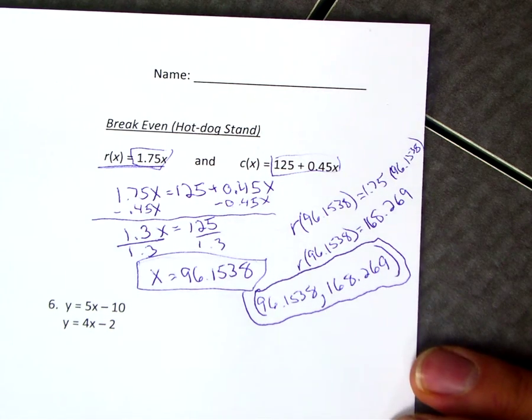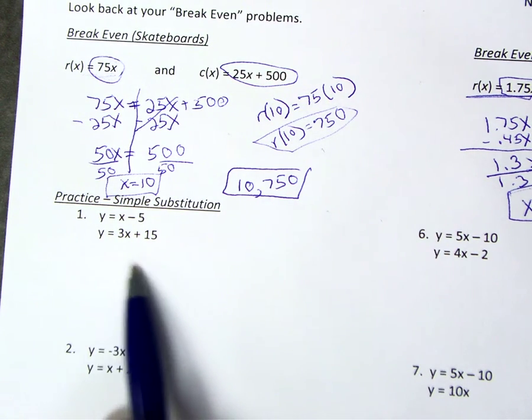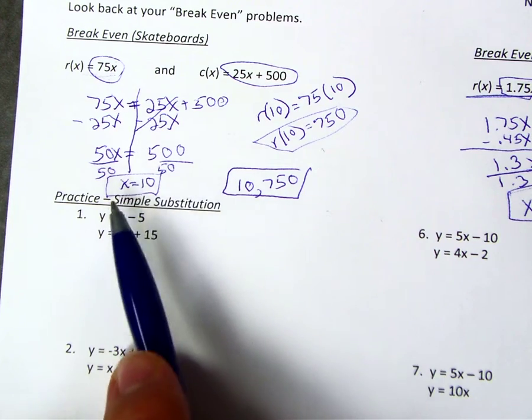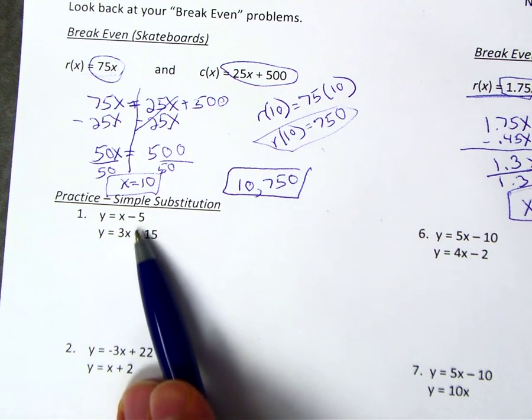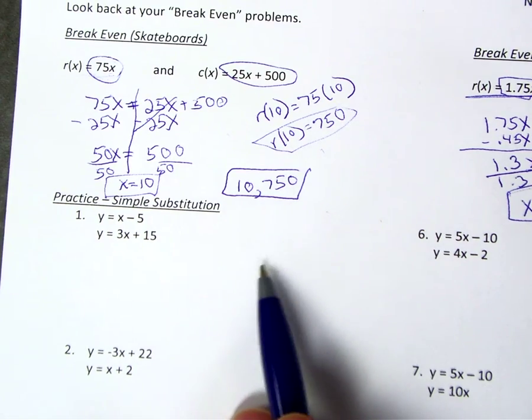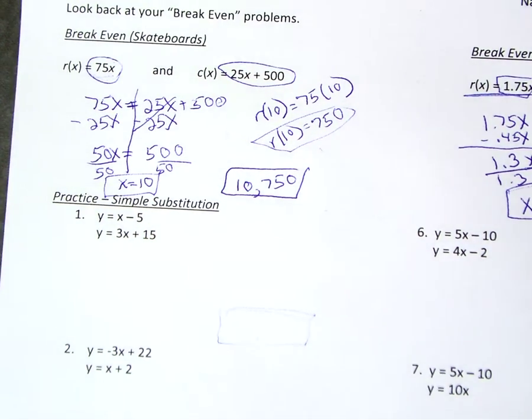So what we want you to do right now is try some of these on your own, where you set them equal to each other, solve for x by solving the equation, and then take your x value and plug it in to one of these two up here. Pick the easier one and figure out what your y would be, and then put your answer right here and circle it. All right?